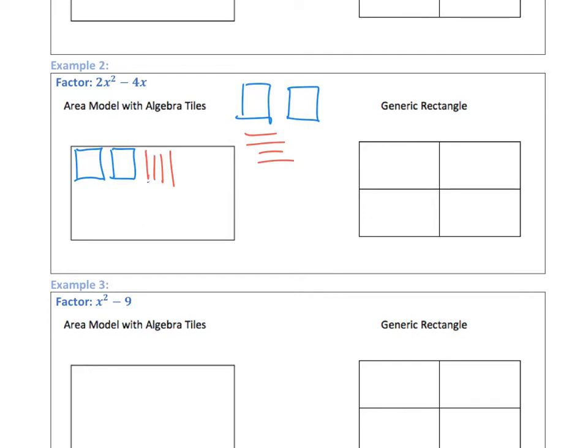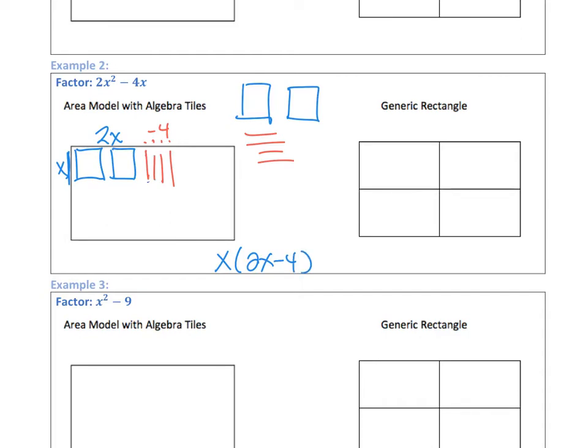So if I'm thinking about actually what this makes when I'm looking at my factors, what are the length and width of my rectangle? This is X, this is X. So this is indeed 2X. And then over here, I've got 1, 2, 3, 4, minus 4. So that would be one side. And then this side would be X. So my factors are X and 2X minus 4.